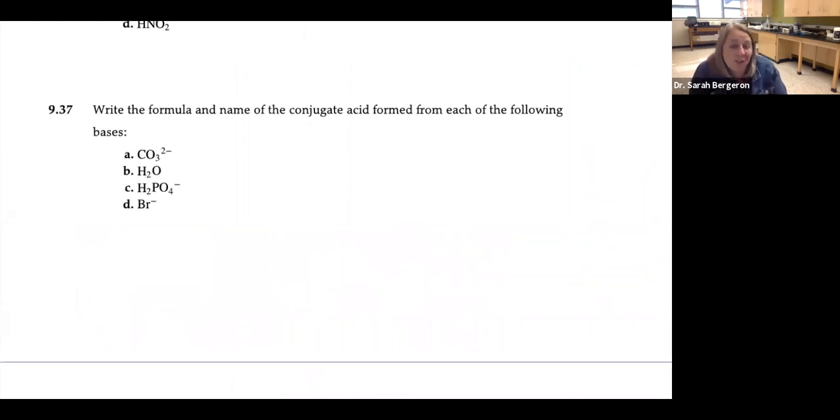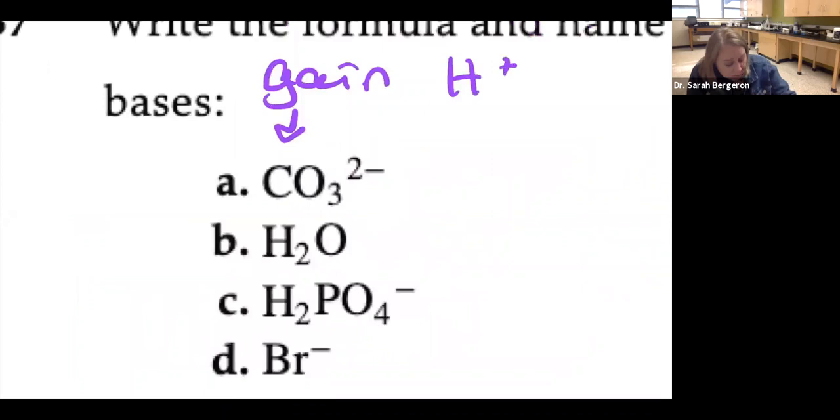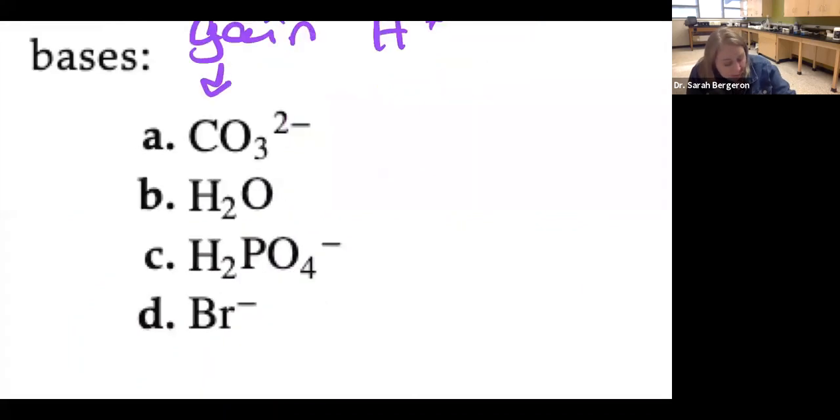Write the formula and name the conjugate acid formed from each of the following bases. So in this case, here are our bases. What are our bases going to do? Our bases are going to gain a hydrogen ion, right? So let's think about what happens. Now you need to look at your polyatomic ion table and see what these polyatomic ions are.